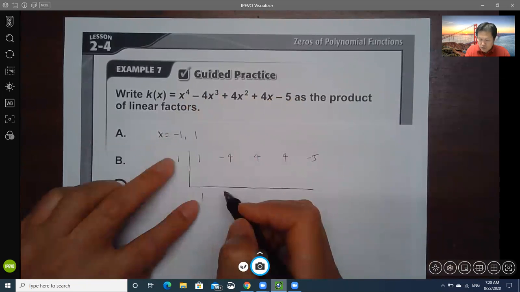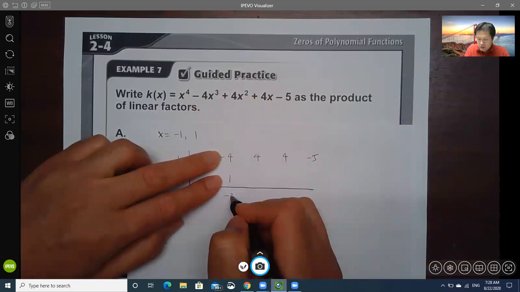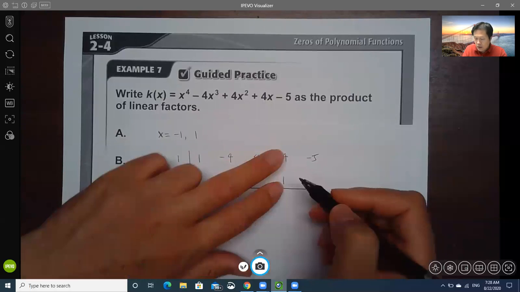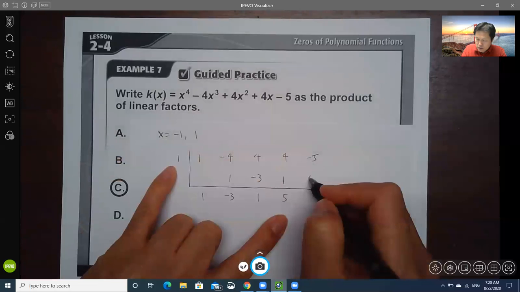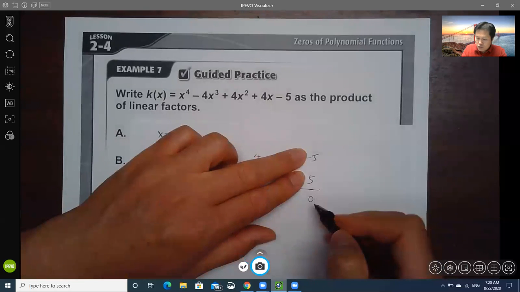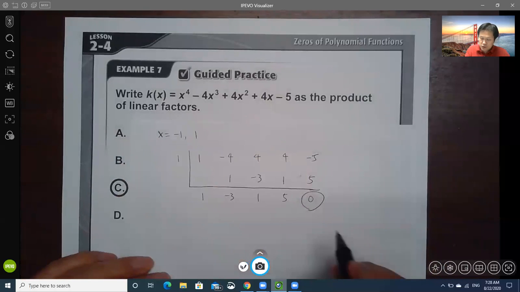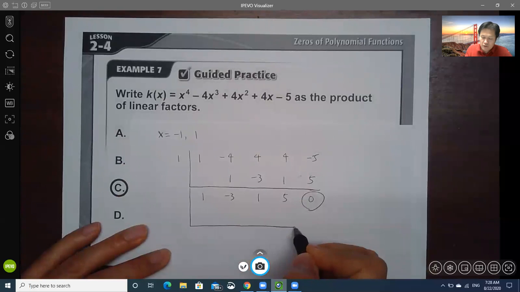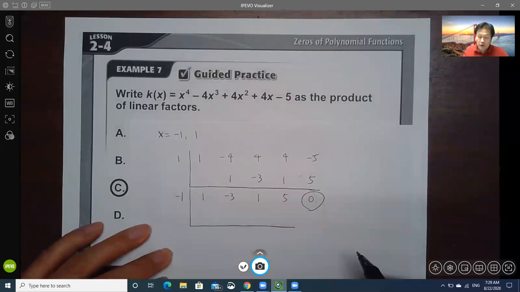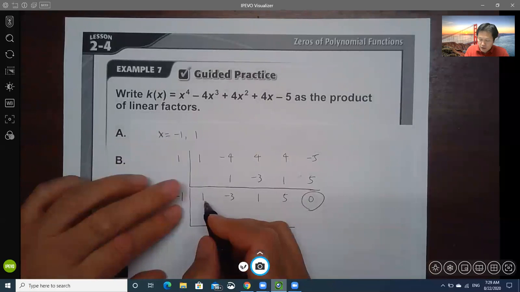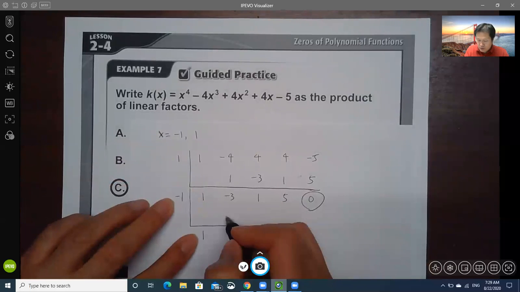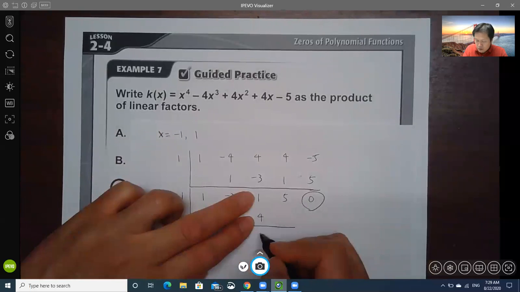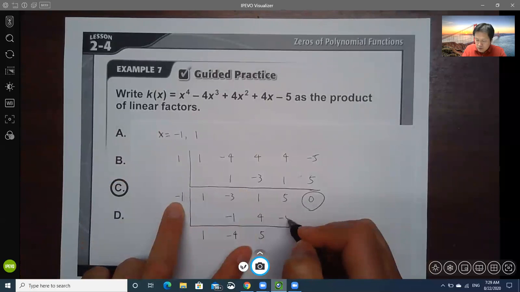Adding, multiplying, adding, multiplying, adding, multiplying, adding, multiplying, adding. You are supposed to get 0. So we know 1 is a factor. Well, we knew that from the graph already. Now I'm going to start with the minus 1. Adding, multiplying, adding, multiplying, adding, multiplying, adding.